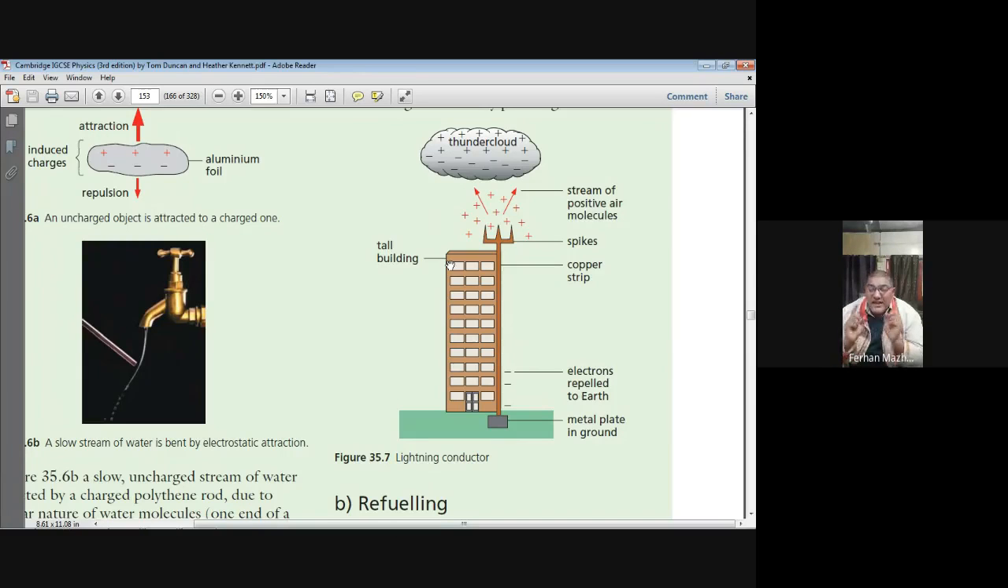If the lightning will strike this building, instead of falling on the building, it will fall on these spikes. And through those spikes, all the current will go through this copper strip into the ground. And your building and the residents of the building and the appliances in the building will be safe. So it's a very important use of electrostatics. Do you understand?